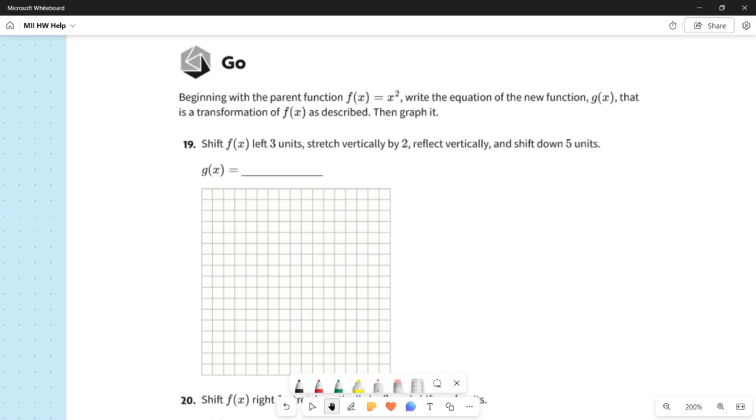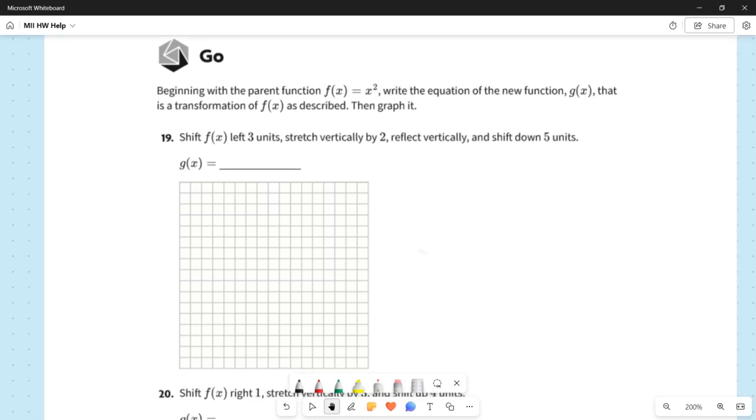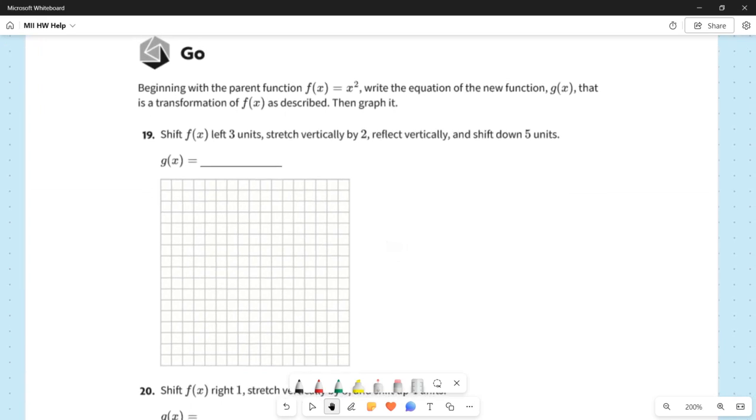Now we're into the Go section. Directions here say, beginning with the parent function f of x equals x squared, write the equation of the new function g of x that is a transformation of f of x as described, then graph it. All right, so with 19, we're told to take our parent function, f of x, and shift it left 3 units, stretch it vertically by 2, reflect it vertically, and then shift it down 5 units. And we have to come up with an equation and then graph it.